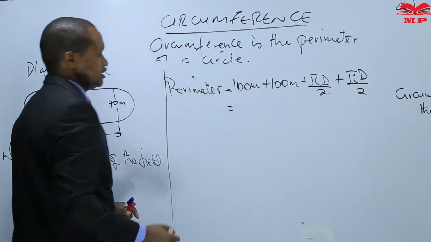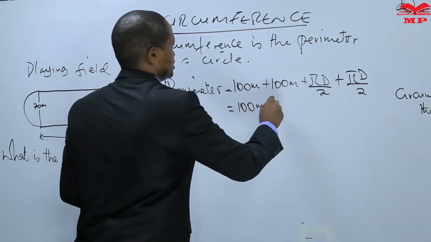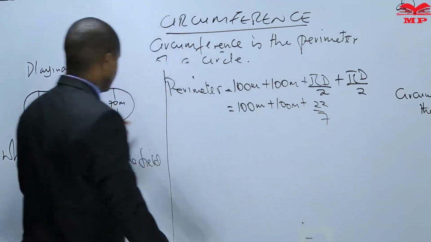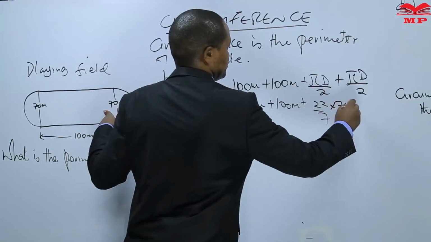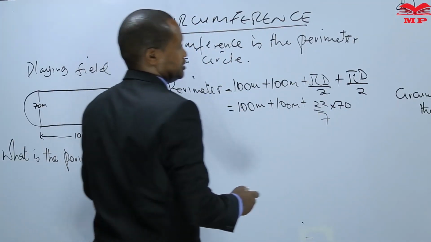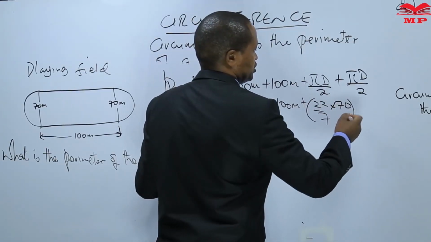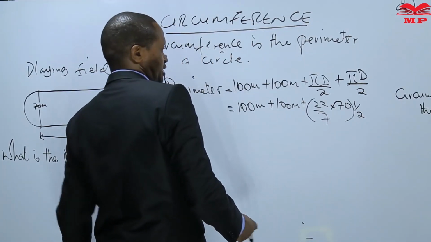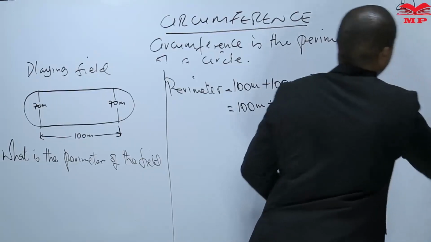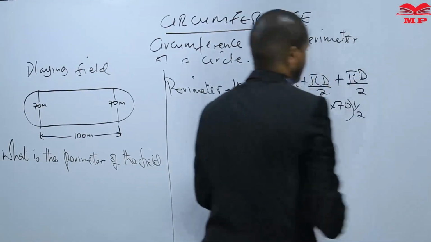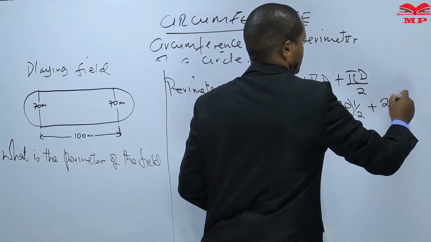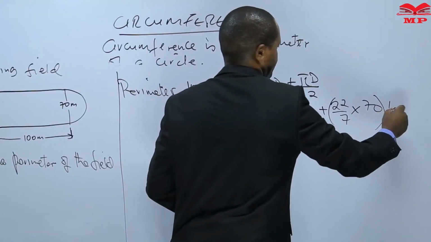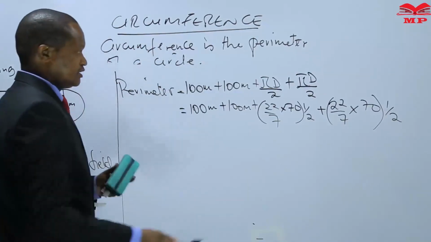So let us go ahead and work it out. 100 meters plus 100 meters plus pi, 22 over 7, times the diameter of 70, and this we divide by 2, times a half. Then plus pi, 22 over 7 times 70, this again we multiply by a half. Multiplying by a half is the same as dividing by 2.